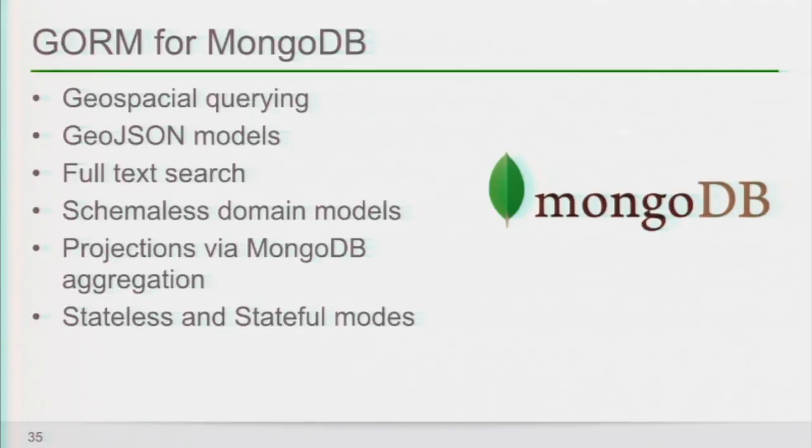Because the use cases are different for stateful versus stateless. Stateful is better for write-heavy. Stateless is better for read-heavy, if that makes sense. If you're doing a lot of read operations, a huge amount of data, stateless is better. But if you're doing a lot of write operations, we can batch up things and do a multi-document insert on 10 entities instead of doing insert each time, which you would have to do in a stateless model. Yeah. So the different modes have different use cases, but that's all integrated into GORM for MongoDB.